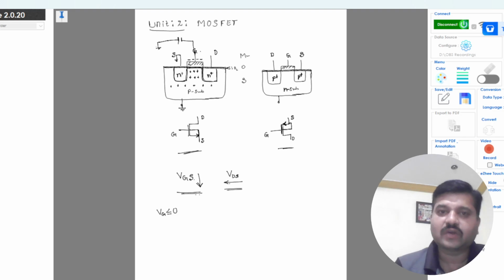Okay, so this is how the device orients its majority charge carriers according to the field. Okay, and this is called accumulation.